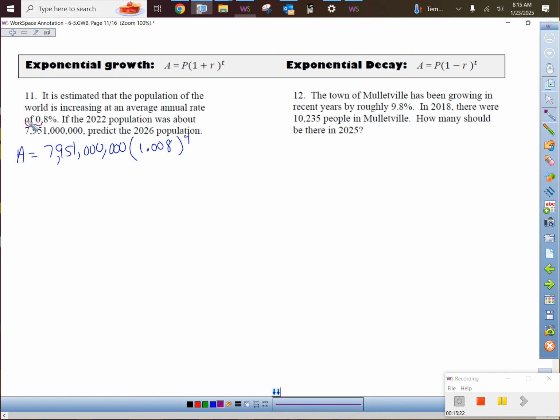The exponent is 4. How did I get 4? I'm not trying to insult you, but it's time in years. If you started in 2022 and want to know in 2026, don't you just subtract those from each other, right? So it's been 4 years. Are we all good with that? And just punch that in. That's an easy one, right? Straight from left to right.